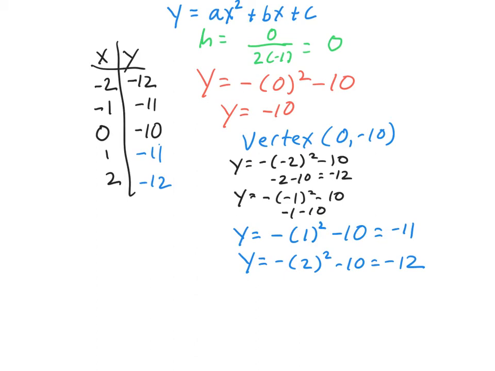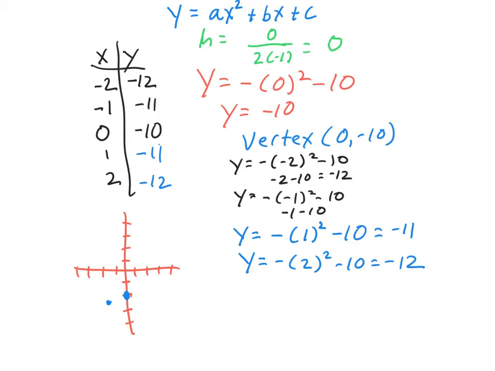Okay, then when we graph these, we're going to have, let's go by 5. So 5, 10, 15, 20. So our first point, our vertex is 0, negative 10, which would be here. Then we have a negative 2, negative 12. There's negative 2, and negative 12 would be about here.